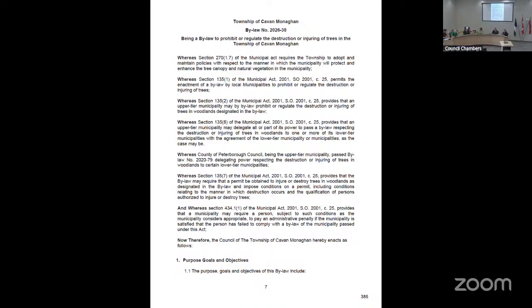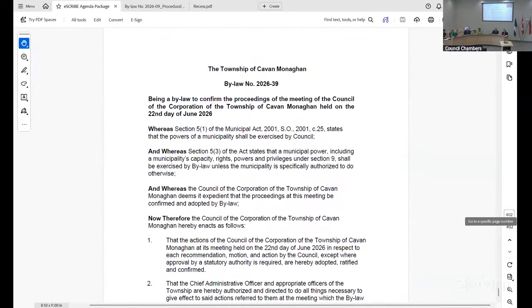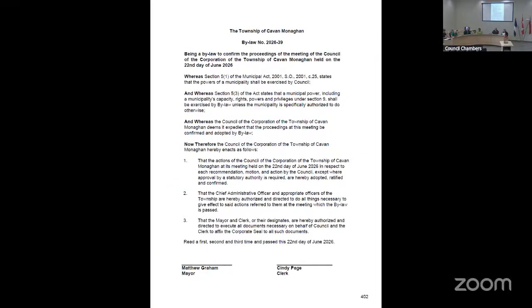There is no unfinished business, no notices of motion. The confirming bylaw, bylaw number 2026-39, being a bylaw to confirm the proceedings of the meeting held June 22nd, 2026, be read a first, second, third time and passed this 22nd day of June, signed by the mayor and the clerk, and the corporate seal attached thereto. Confirming bylaw moved by Councillor Edgerton, seconded by Councillor Natchoff. All in favor? That is approved.